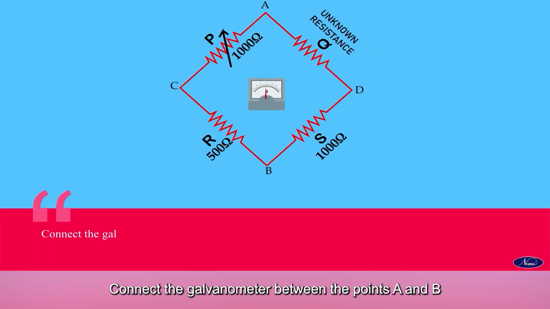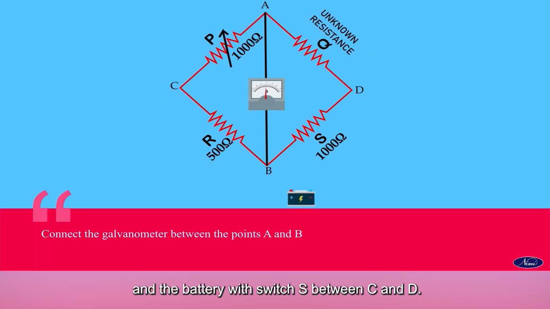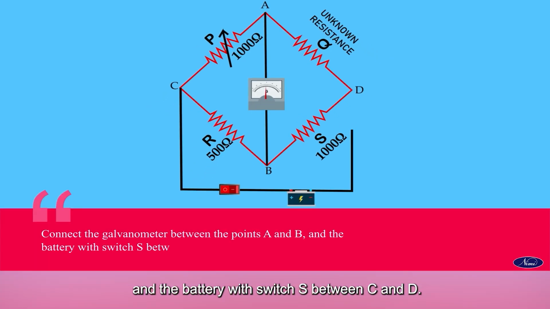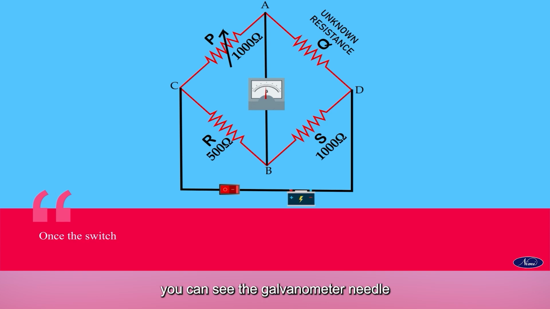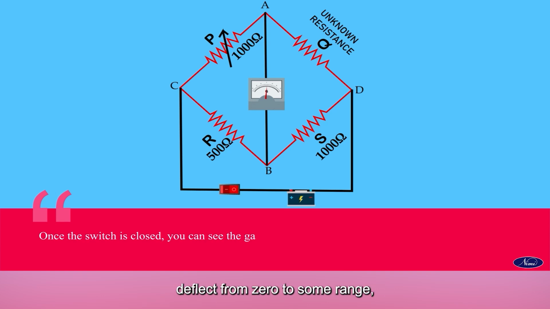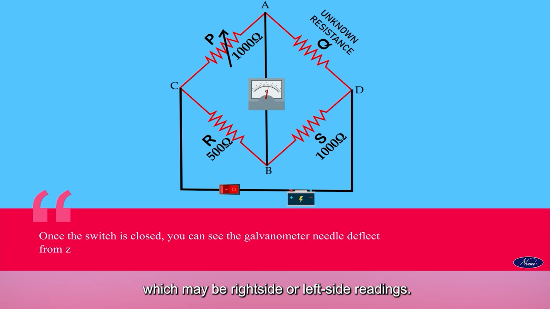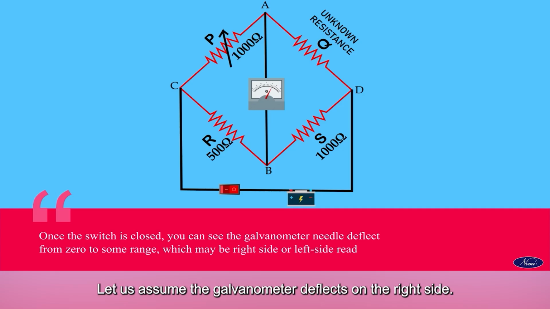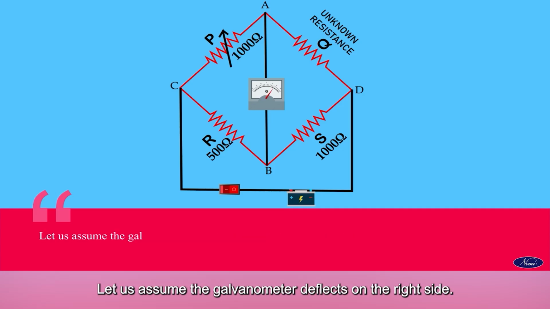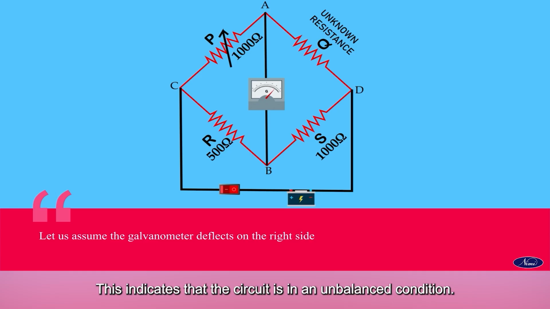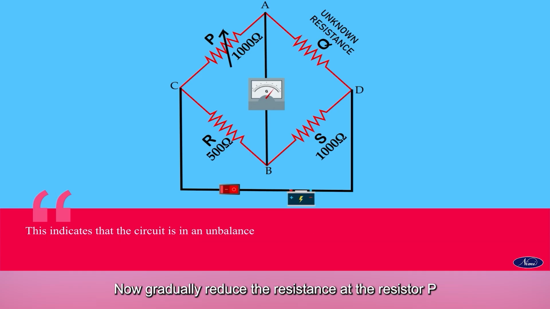Connect the galvanometer between the points A and B and the battery with switch S between C and D. Once the switch is closed, you can see the galvanometer needle deflect from 0 to some range, which may be right side or left side readings. Let us assume the galvanometer deflects on the right side. This indicates that the circuit is in an unbalanced condition.